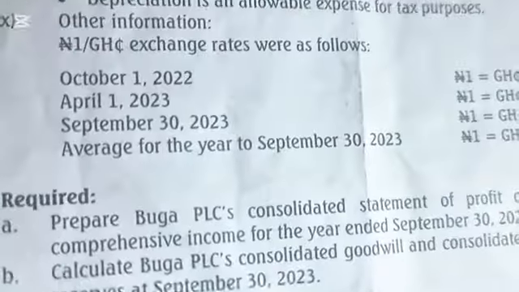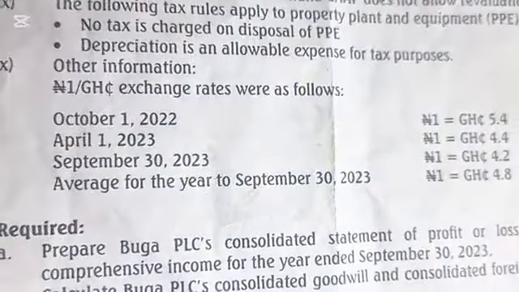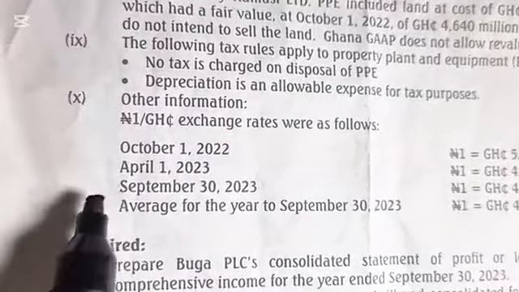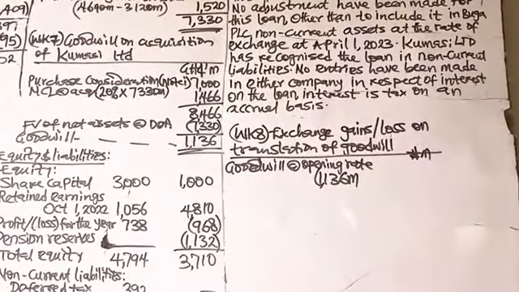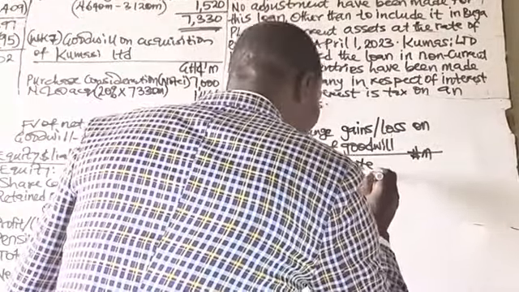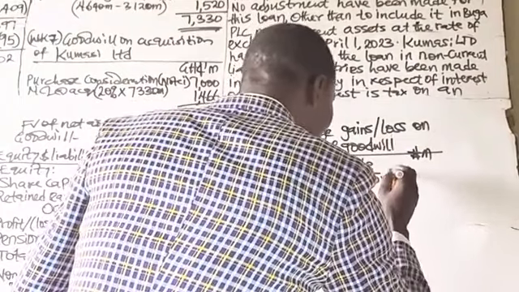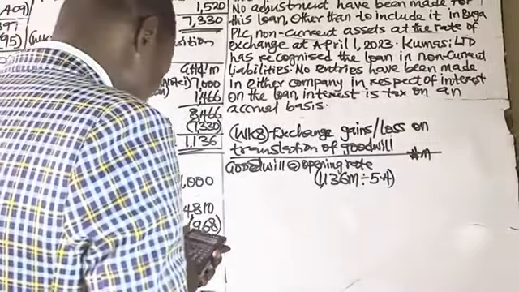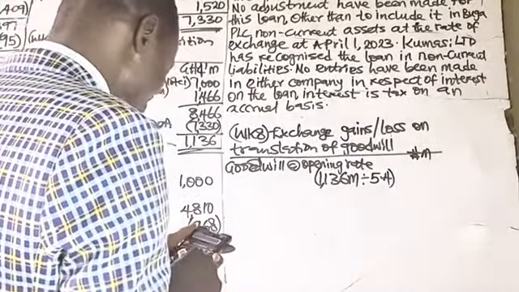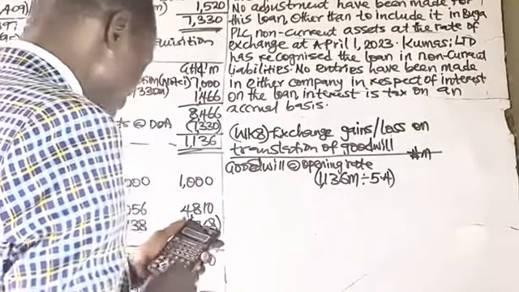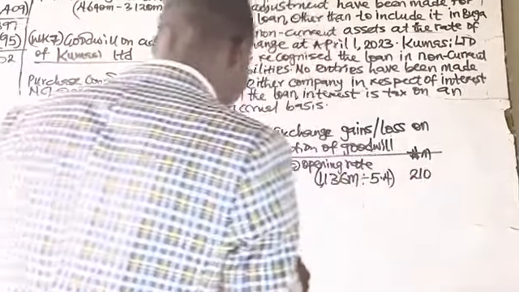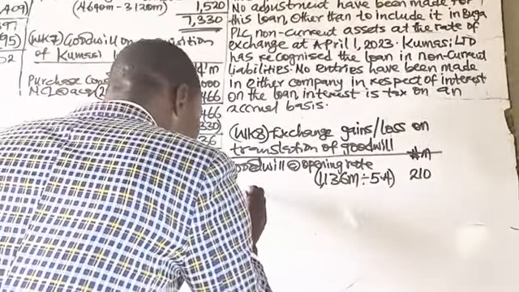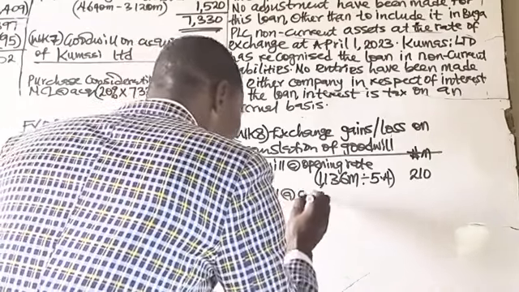If you go to note 10, the opening rate, the beginning of the year, which is October 1st, we have that to be 5.4. So goodwill at the opening rate of 5.4, that will give us 1136 divided by 5.4. So we have 210 approximately. Then we also have goodwill at closing rate.